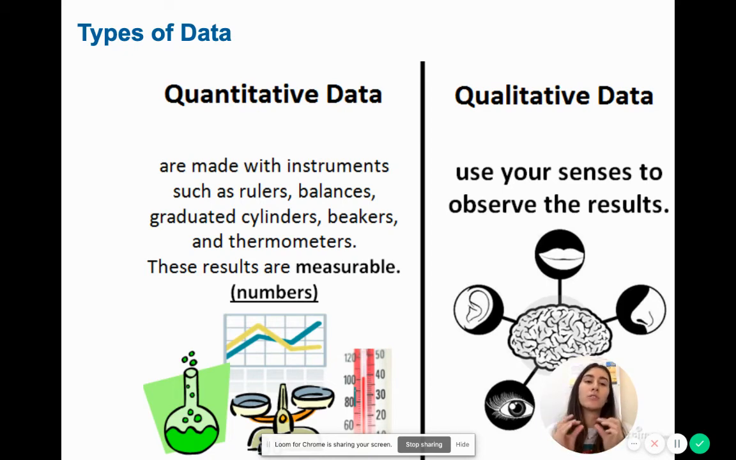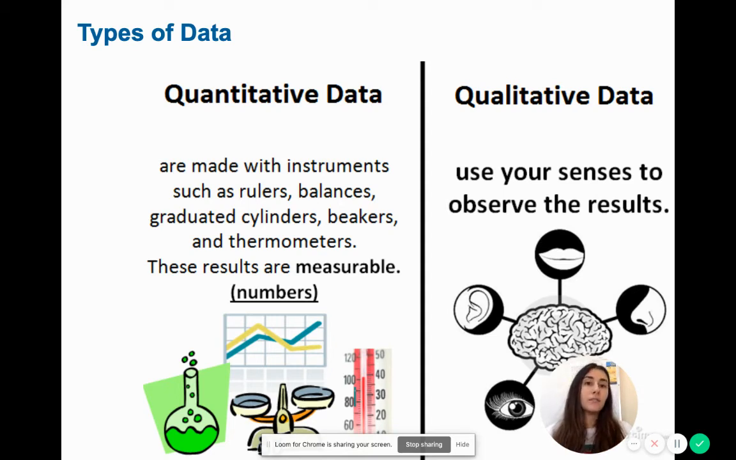So we're going to use an instrument to measure something, whether it be a ruler, a balance, a graduated cylinder, a beaker, a thermometer, etc. Some form of measuring tool is involved, and we're getting results in the form of numbers. So for example, when I say that my height is 170 centimeters, that means that I am using quantitative data. Okay, I'm providing you with the quantitative data, since I used a meter stick to measure my height, and I'm providing you the data as a measurement, 170 centimeters.